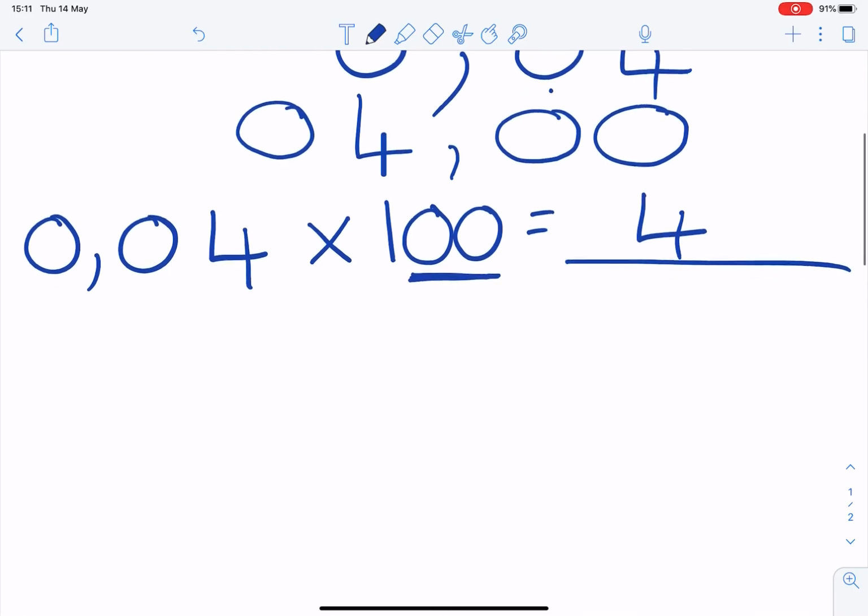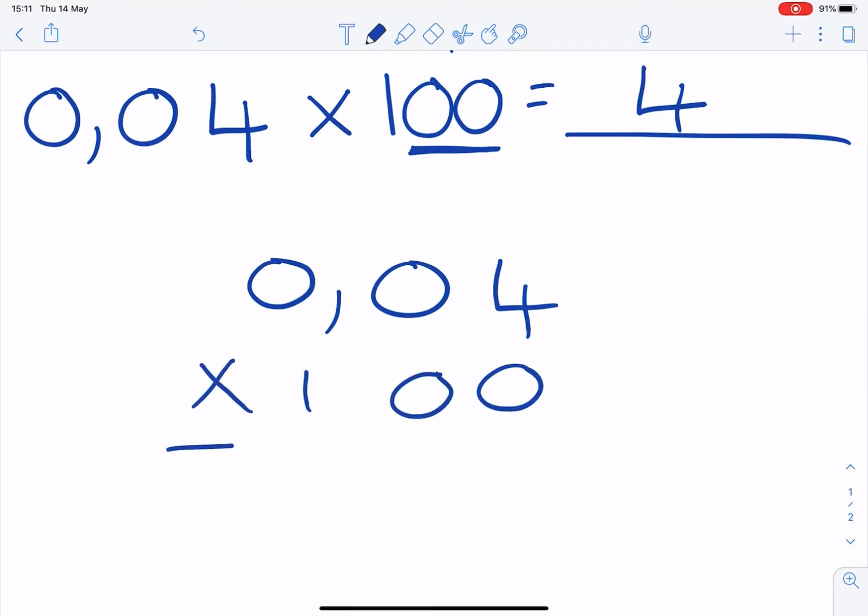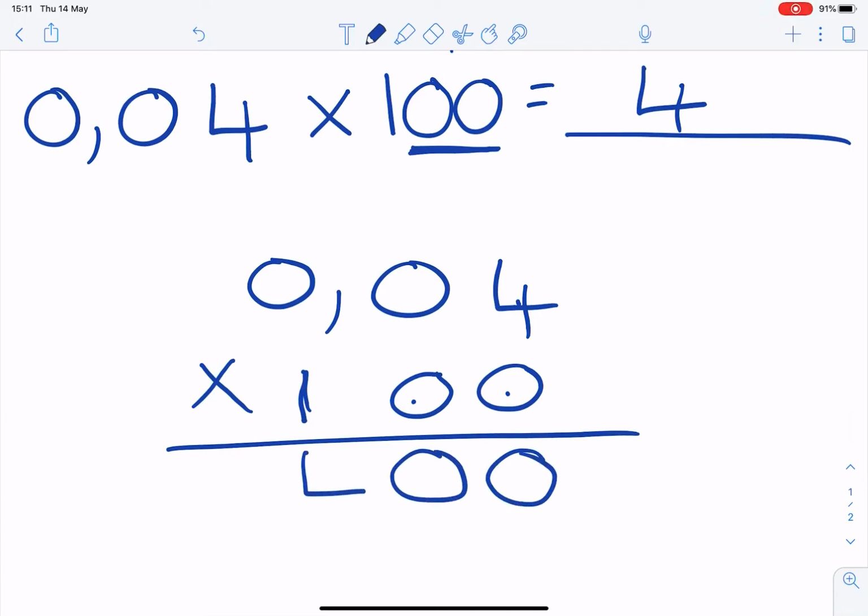If we want to look at that as a down sum, multiplied by 100, we've got 2 zeros. 1 times by 4 is 4. 1 times by 0 is 0. 1 times by 0 is 0. And then let us bring our comma down, and we have 4.